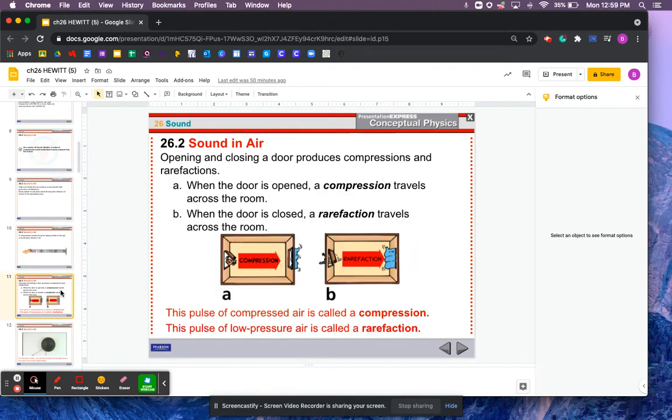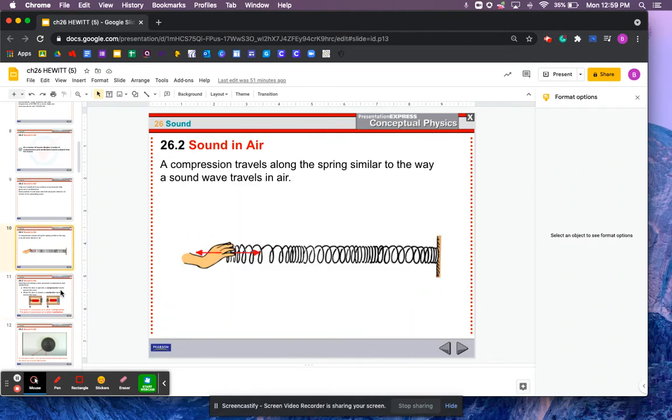If you look right here, the analogy that's given is a door opening and closing. When the door is open, a compression travels across the room. You'll see that air travels from the door to the window. When the door is closed, a rarefaction travels across the room, meaning the air is going to go back. A pulse of compressed air is a compression. A pulse of low pressure air is called a rarefaction. So the compression is where it's really close together, and the rarefaction is where it's really far apart.